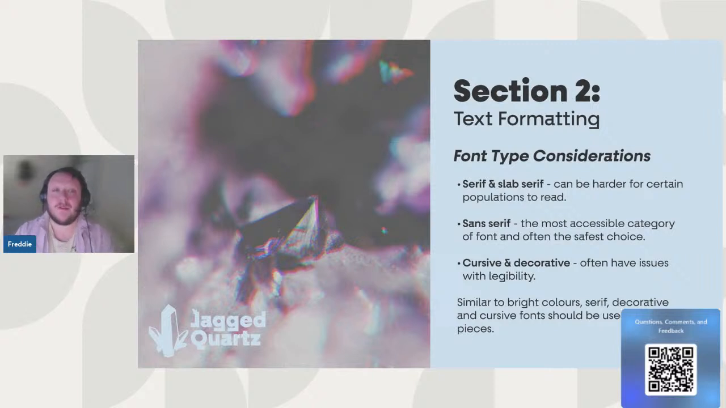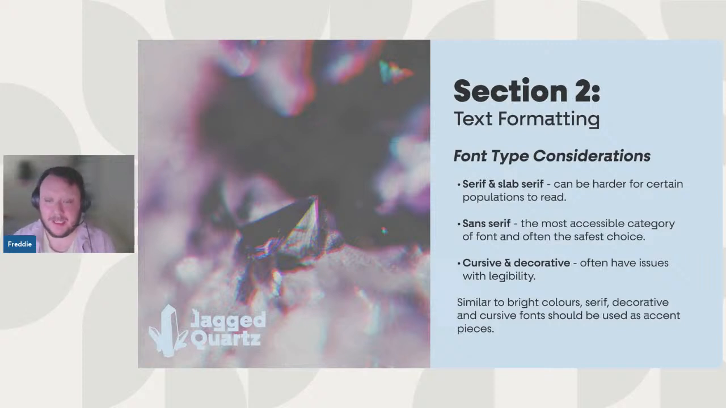Now, there are things to consider when using these. For example, all kinds of serif fonts can be harder for certain populations to read, as studies have shown them to be more difficult for dyslexic people to read. So use with caution. Sans serif is the most accessible category of font and always the safer choice. And cursive and decorative often have issues with legibility. Similar to bright colors, serif, decorative, and cursive fonts should be accent pieces.